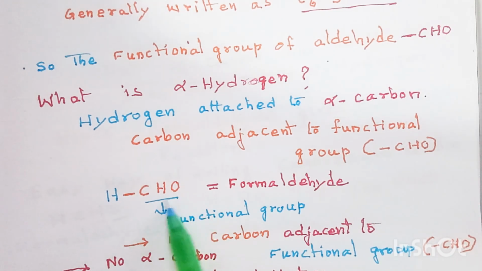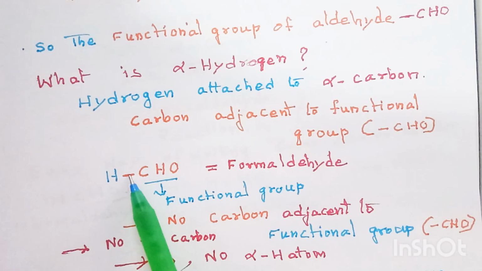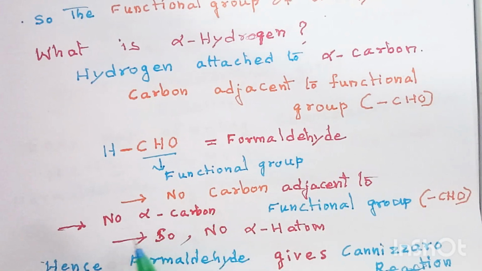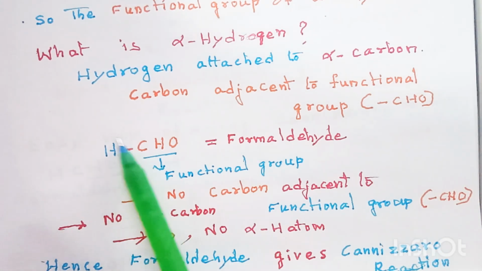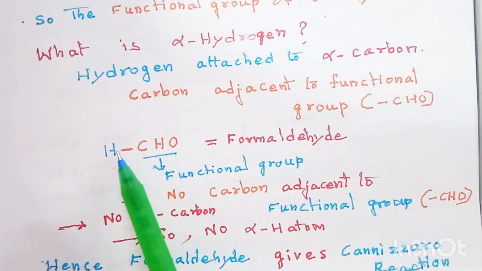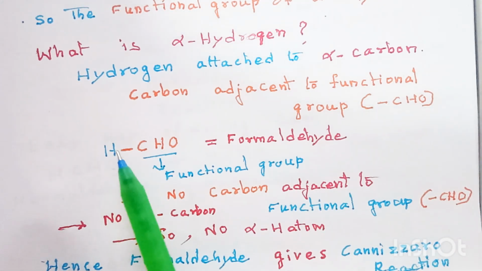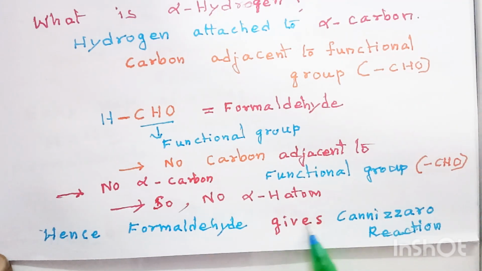Now let us see formaldehyde. This is the functional group. CHO is the functional group of formaldehyde. There is no carbon adjacent to functional group. So no alpha carbon. Since there is no alpha carbon, there is no alpha hydrogen. This hydrogen is not alpha hydrogen because alpha hydrogen should be attached to a carbon atom. There is no carbon atom here, so it is not alpha hydrogen. Since there is no alpha hydrogen, formaldehyde gives Cannizzaro reaction.